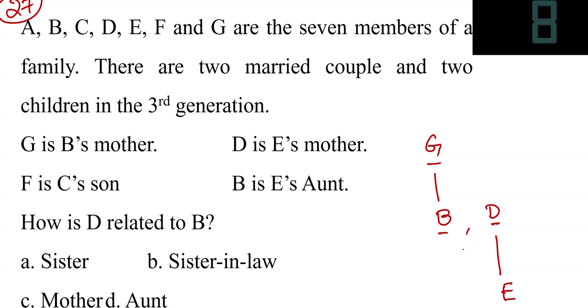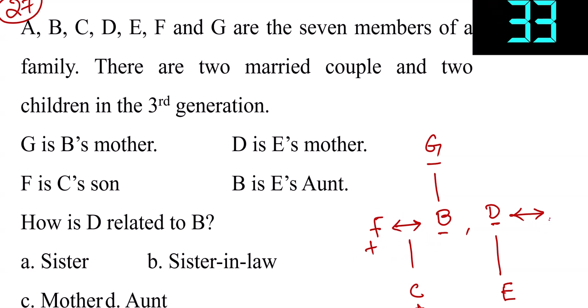F is C's son. But how do we map F and C? Right. So 7 members. This is first generation, second generation, third generation. Two children in the third generation. Fine. F is C's son. And there are two married couples. I can say D married to someone and B married to someone, and they have a child C. I think we can say B married to F, and F is C's son. F is a male. So 7 members. Here two married couples we got.